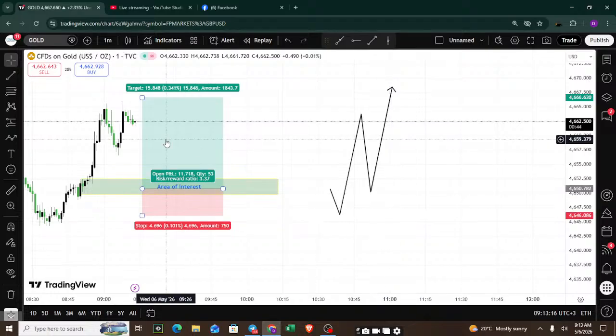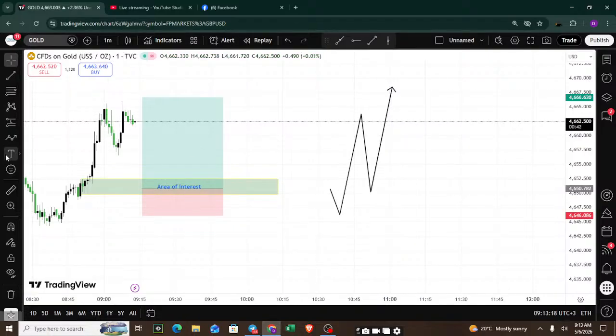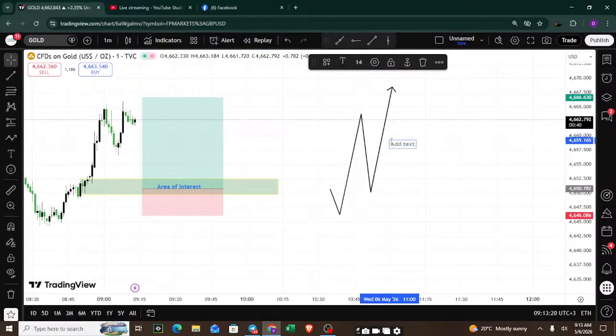So what is going to be my confirmation? My confirmation equals bullish engulfing candle. How will I get out?